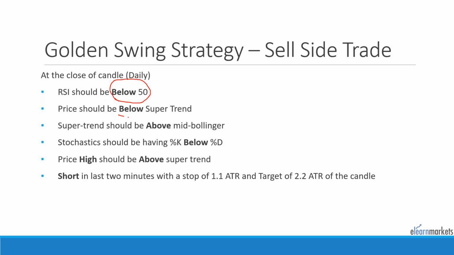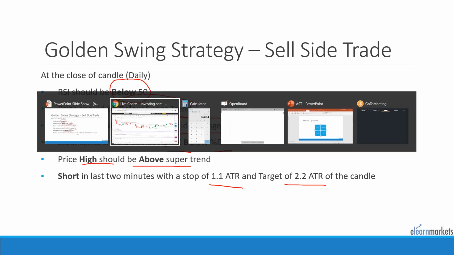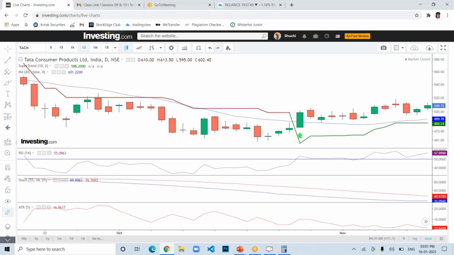Price should be below the super trend. Super trend should be above the mid Bollinger Band or the exponential simple moving average. Stochastic blue line should be below the red line. High of the price should be above the super trend. And again, 1.1 will be the ATR, 2.2 is the stop loss. Let's see a live example.